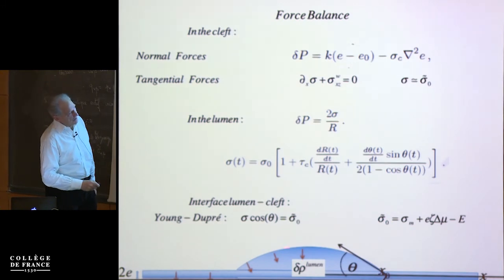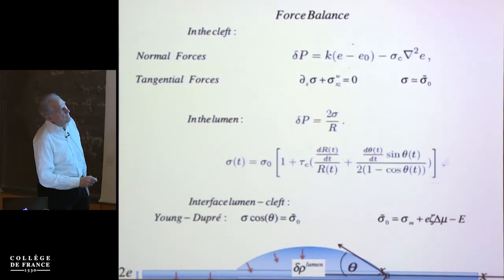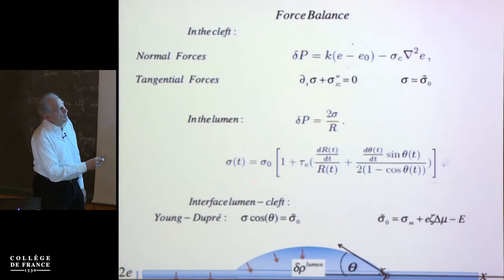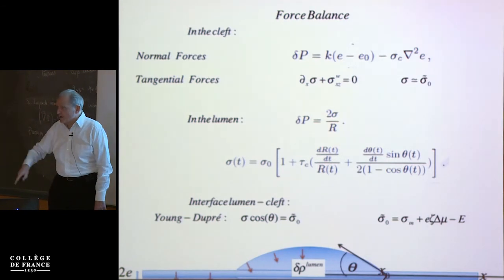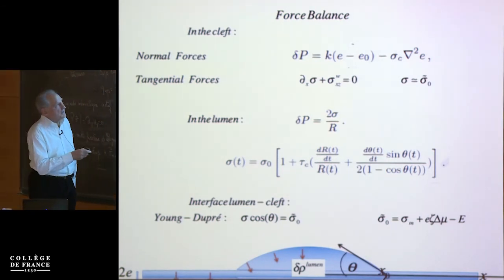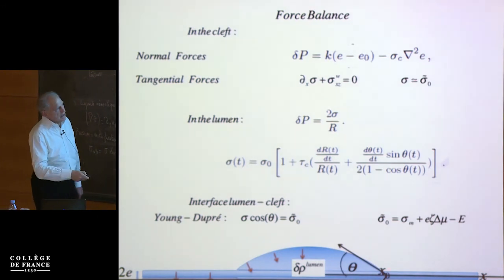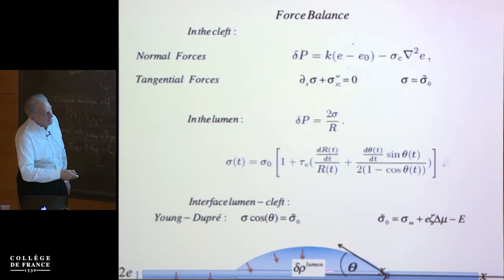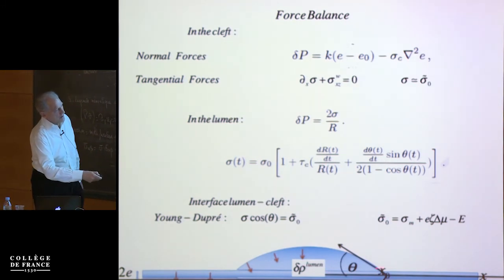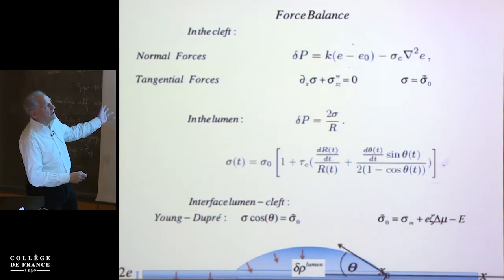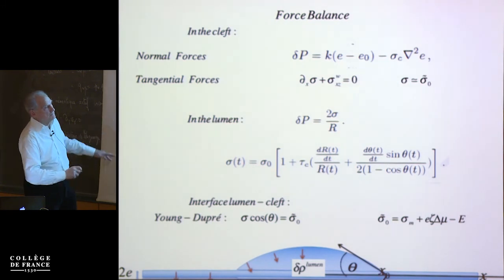Because if this guy changes size, there is a viscous term. And this ratio here is the ratio of the cortex viscosity by a contractility that Jean-François just introduced today. And so this is this guy here. And then you have to satisfy force balance parallel here to the interfacial cell-cell region. And this is just a Young-Dupré, but now it's a dynamical Young-Dupré because of that relation here.